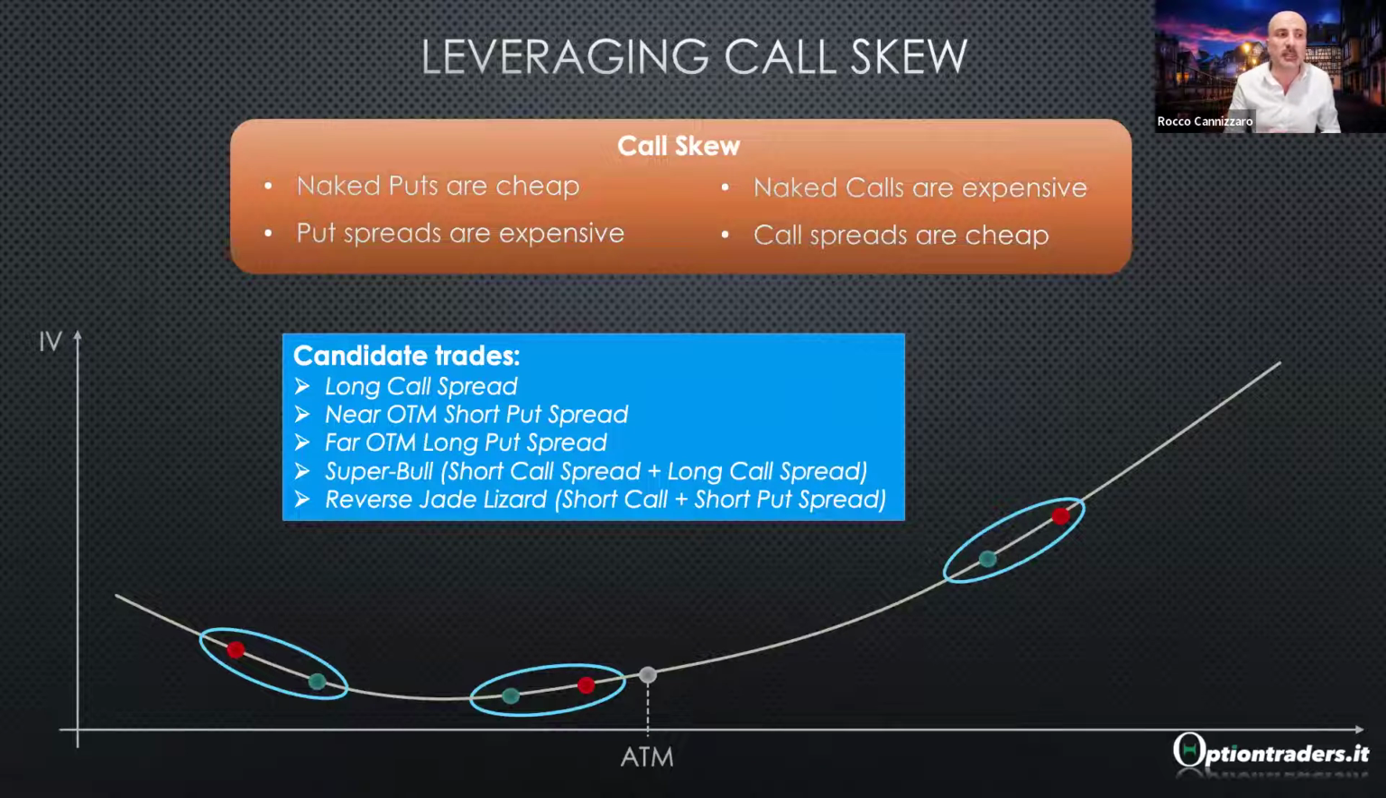Obviously, you can do the J lizard in reverse, which basically means selling a short call and also selling a short put spread, but doing it in a way such that even if the underlying were to go down, the premium you collected from the short call is enough to cover all of the risks of the short put. So this piece covers the type of skew that we can have and some trades that we can do to leverage these conditions.